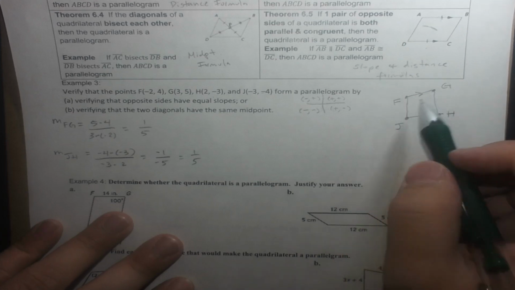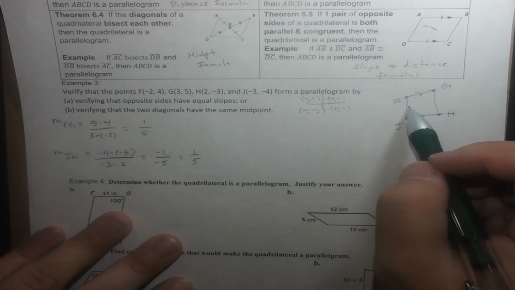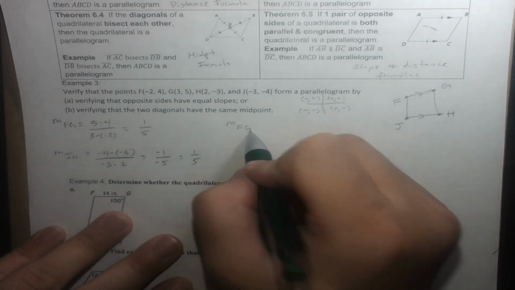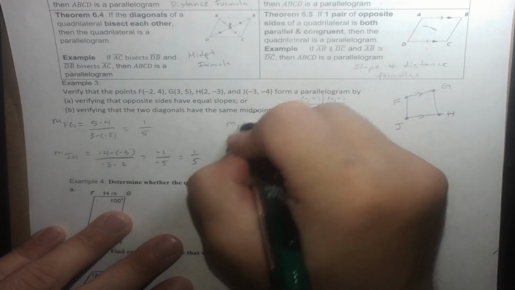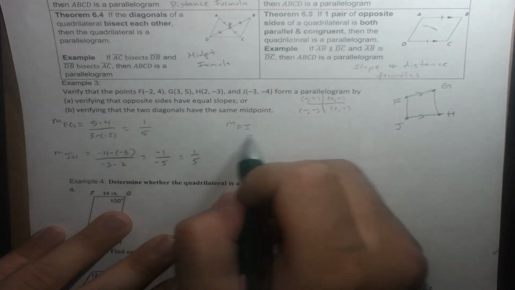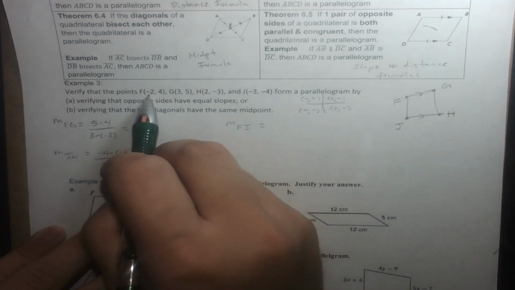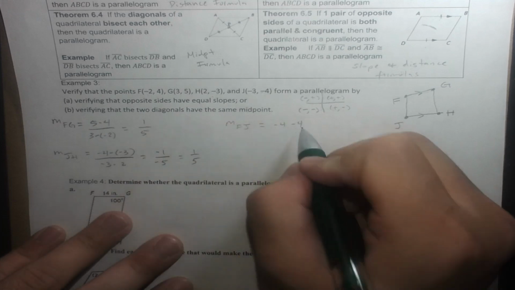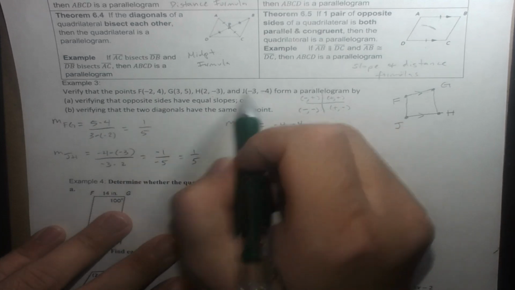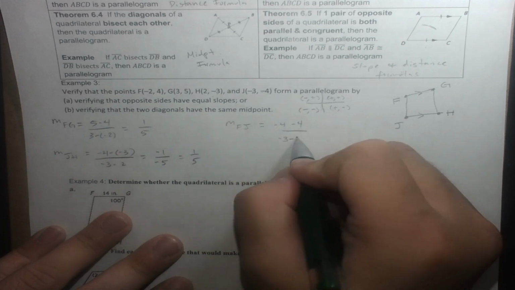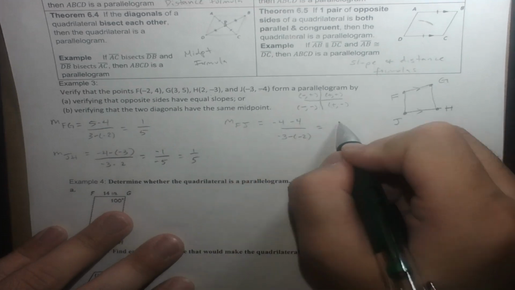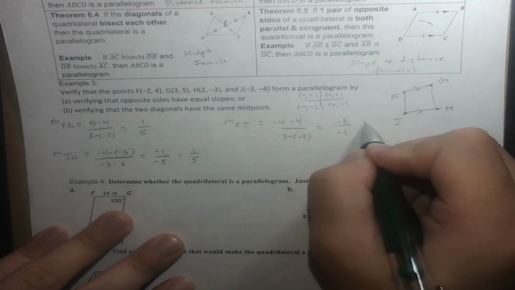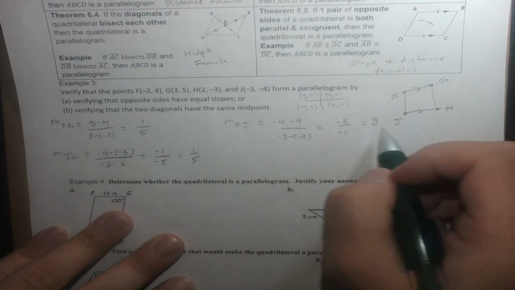Now, what I need to do is check to see if the slopes of these two sides are the same. So, starting with the slope of F, sorry, that should be J. Slope of FJ. Here's F, here's J. I'll do negative 4 minus 4 over negative 3 minus negative 2. Negative 4 minus 4 is negative 8. Negative 3 minus negative 2 is negative 1. So the slope of FJ is 8.